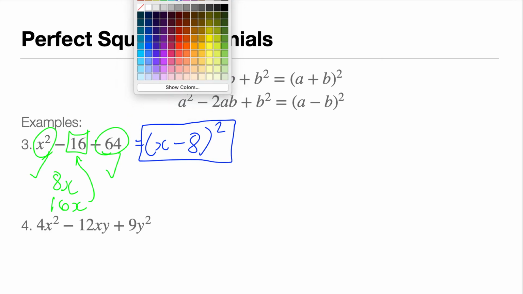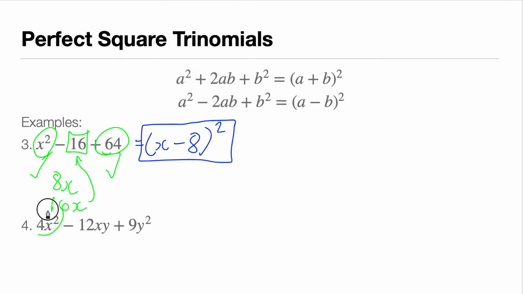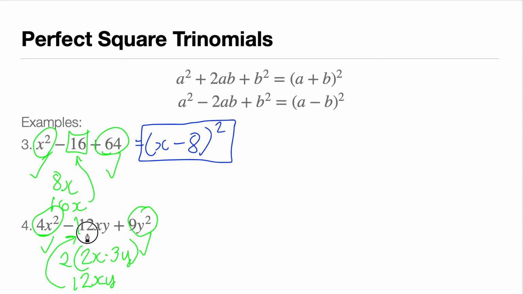Let's also check number 4. Is 4x squared a perfect square? Yes, it is. Is 9y squared a perfect square? Yes, it is. So get the square root of 4x squared, that's 2x. Get the square root of 9y squared, that's 3y. Then multiply them all together by 2. So 2 times 2 times 3 is 12, x times y is xy. Is this the middle term? Yes, it is, as you can see.